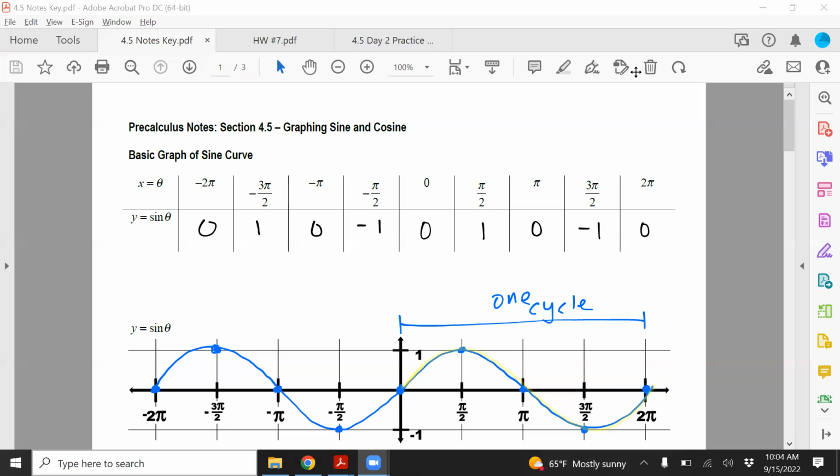So day 1, we just went over the basics of sine and cosine. So here's the table for a sine curve. It's just an XY table. That's really what it is, right? These are the x values, which are the angles that you plug into the sine function. These are the y values, the output of the sine function.